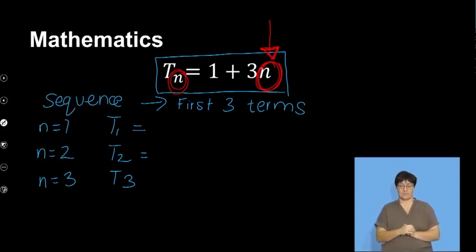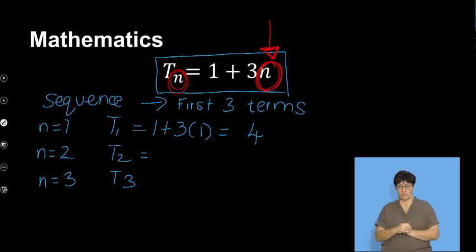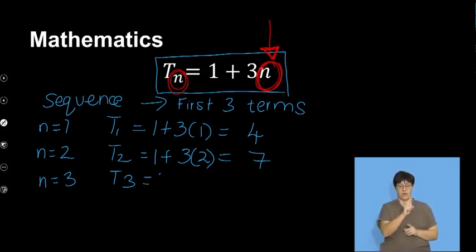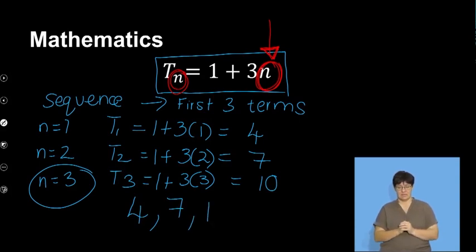So I'm going to have 1 plus 3 times 1, so that means term 1's value is 4. Then for term 2, I'm going to have 1 plus 3 times 2, because I'm substituting in 2 for n, which is going to give me 7. Then for term 3, I'm going to substitute in 1 plus 3 times 3, because n is 3, which is going to give me 10. So my sequence is 4, 7, 10.